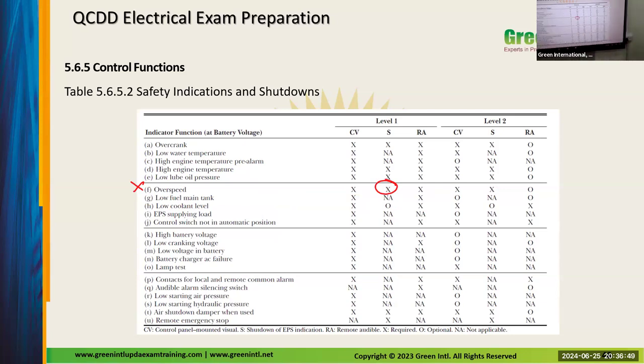Overspeed means at level 1 we need to switch off. They shut down this generator immediately. Because what is the reason? Because it may accumulate another problem.